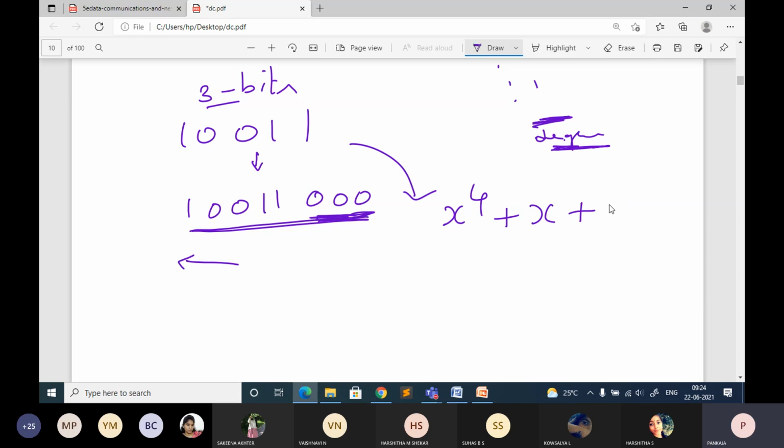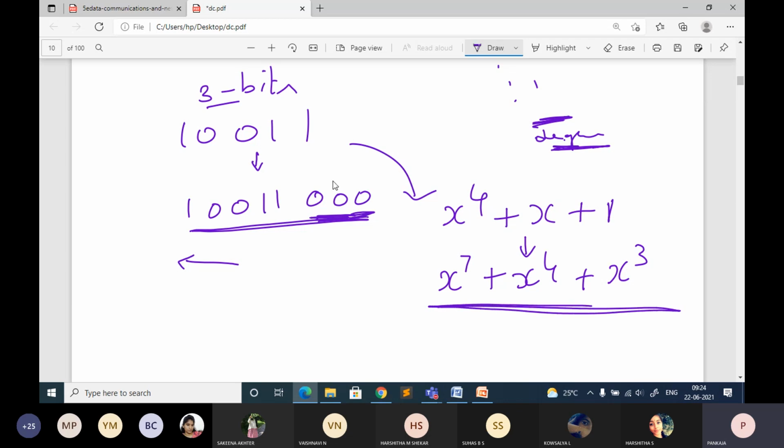So x power 4 plus x plus 1, the same binary number I have taken. Now if I do shifting, the degree of this should be increased. You can directly write that as x power 7. Already you have x, so when you are shifting 3 bits, it becomes x power 4 plus x power 3. So this is the result of the polynomial after a left shift of 3 bits.